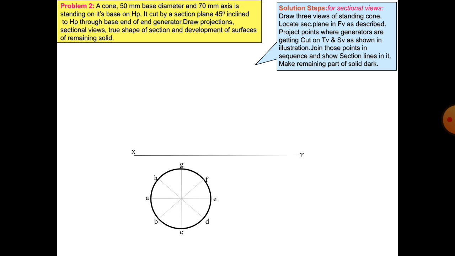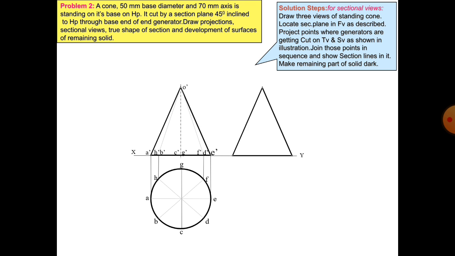Extend all its lines and the true generator on the front view. The top view looks like a circle and the front view looks like a triangle of the cone. Next, the side view looks like a cone, named with all lines. The section line is inclined at 45 degrees, as shown in this figure, and mark all these points. So let's see the development of the surfaces.